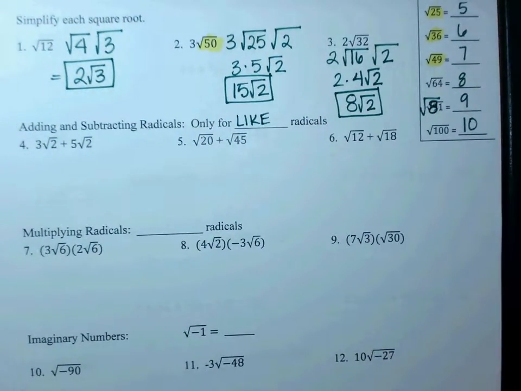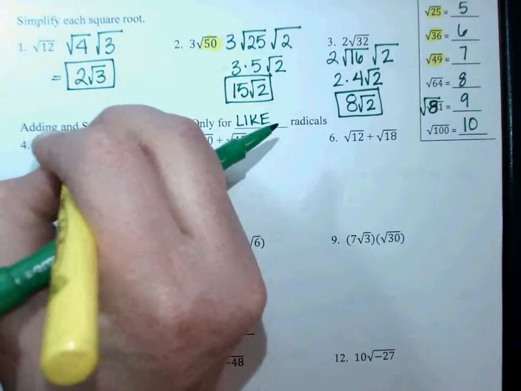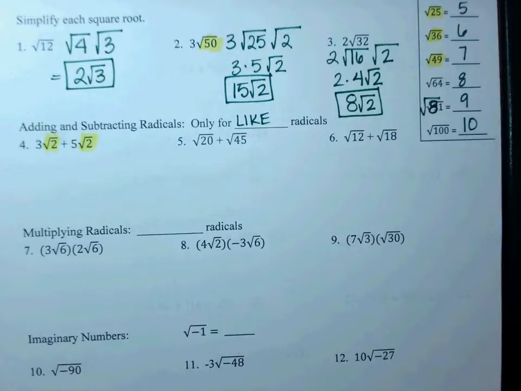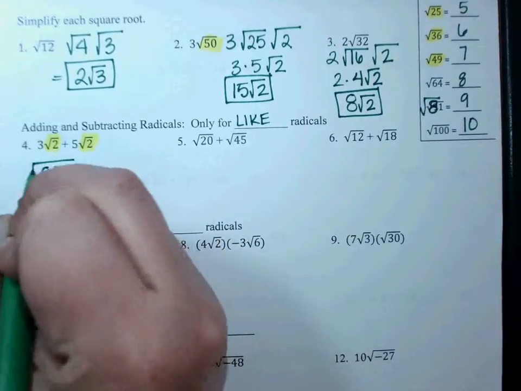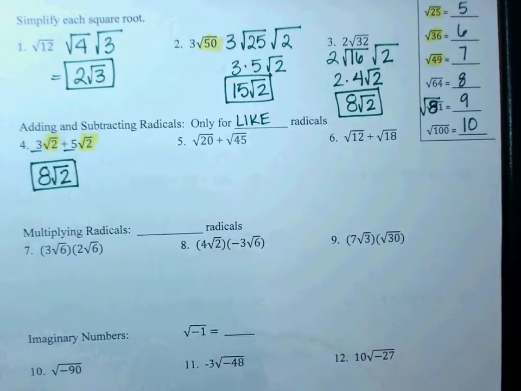Okay, so when you are adding and subtracting, you can only add and subtract like radicals. So just like you can only combine like terms, you can only combine like radicals. So for example, on number 4, if I have 3 square roots of 2 plus 5 square roots of 2, how many square roots of 2 do you have altogether? 3 plus 5. 8 square roots of 2. But the reason that you're allowed to combine those is because they're both square roots of the same thing. Think about it, it's like 3x plus 5x would give you 8x. It's the same thing. Okay, now look at number 5. Do the square roots match?